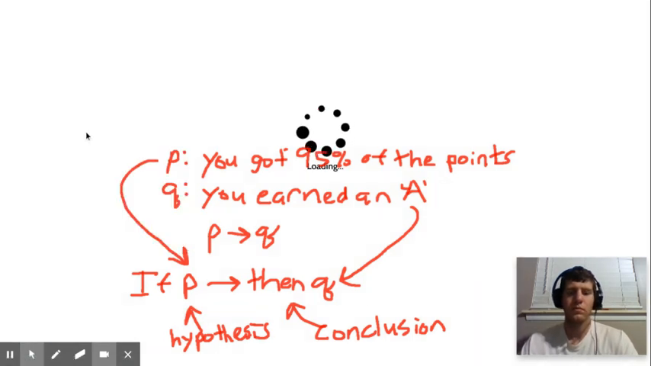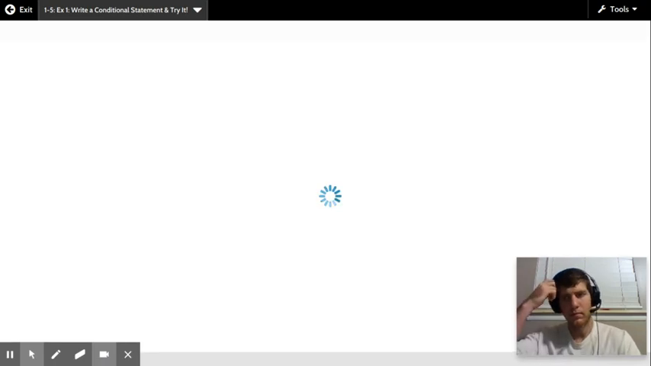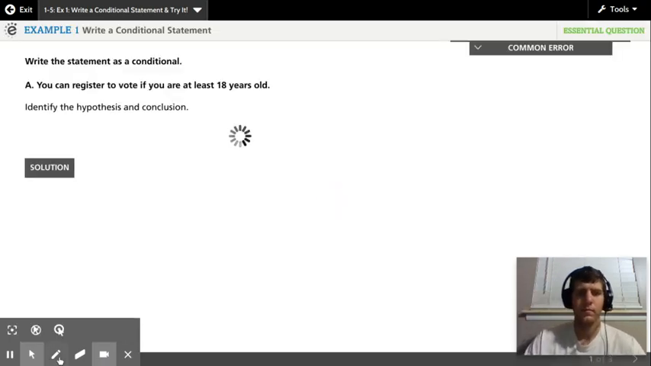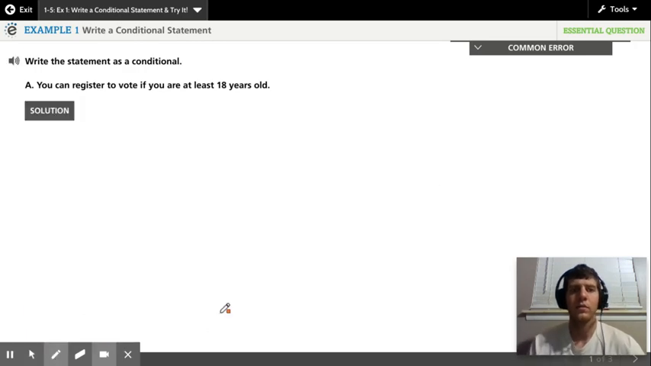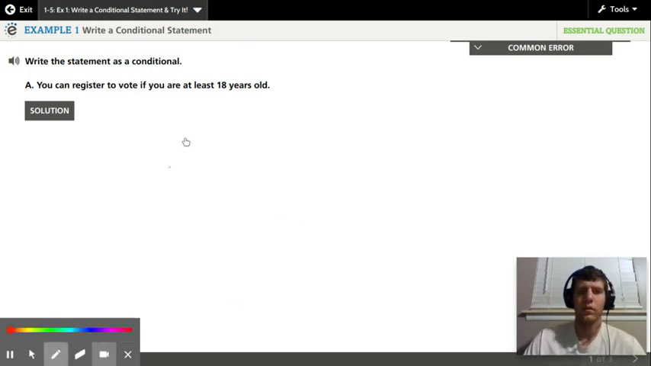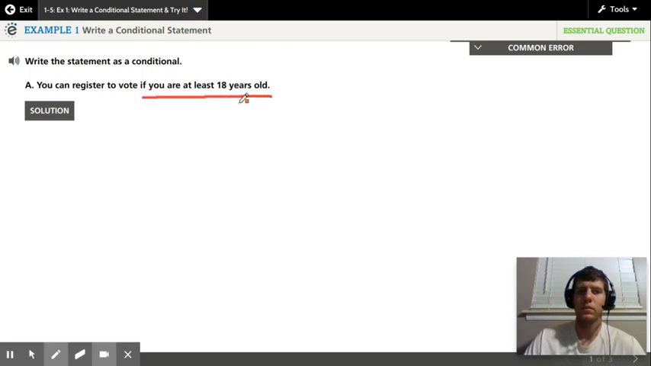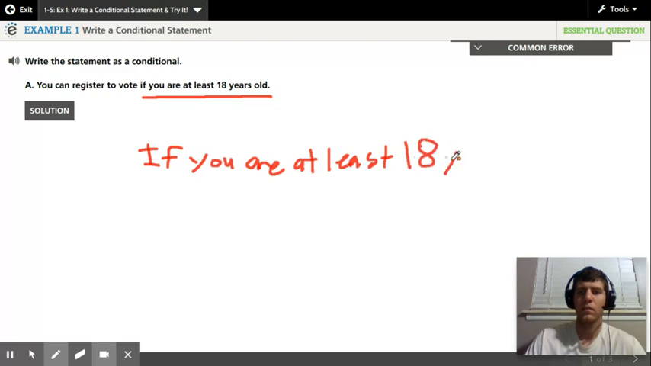All right, let's look at an example that they have for us. Example number 1. We want to write it as a conditional statement. You can register to vote if you are at least 18 years old. So you have a hypothesis and the conclusion. The hypothesis is going to go with the if statement. So if we want to rewrite this as a pure conditional, we're going to say, if you are at least 18 years old, that's your hypothesis.